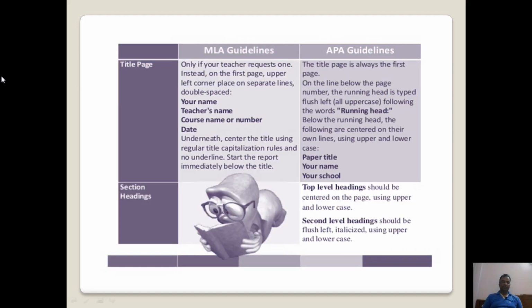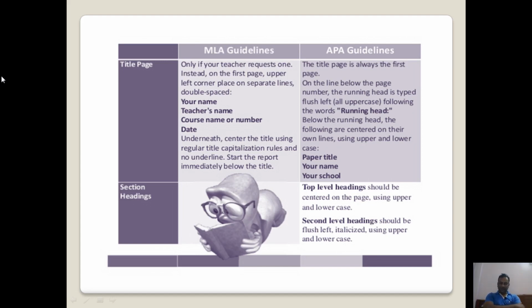Title page, how to write the title page? MLA guidelines suggest a title page only if your teacher requests one. Instead, on the first page, upper left corner, place on separate lines, double spaced, for example: your name, teacher's name, course name or number, date. Center the title using regular capitalization rules, and no underline. Start the report immediately below the title.